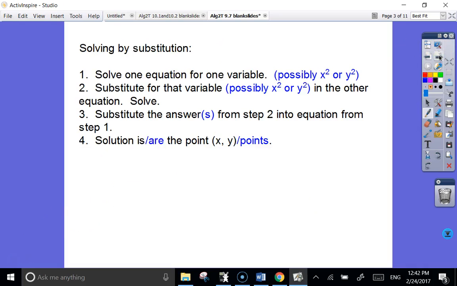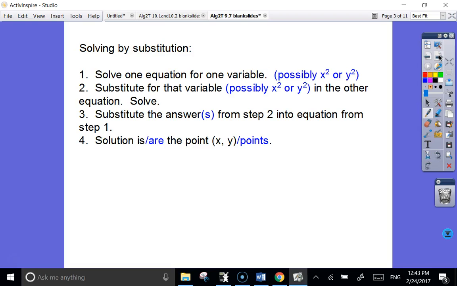These are the same directions that I put up when we were doing this for linear systems, but I just added in blue what might change, because now they're nonlinear systems. Now we might have x squareds and y squareds. So when we solve one equation, we don't necessarily solve for x to the first or y to the first. If every place you see it, it's x squared, then it's enough to solve for x squared and then substitute for x squared. But I think none of the examples we're showing actually do that.